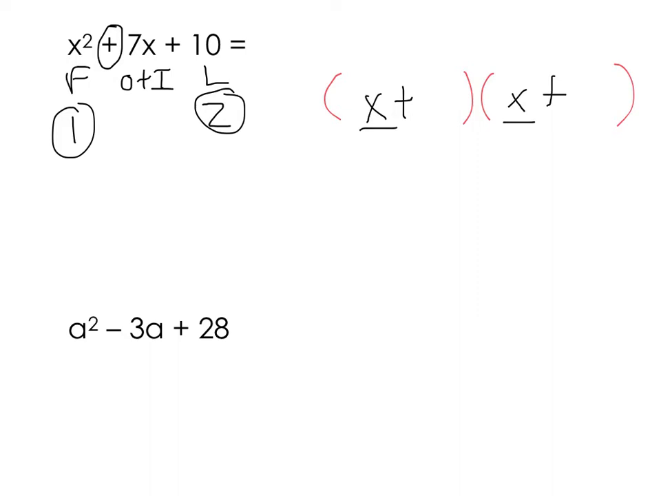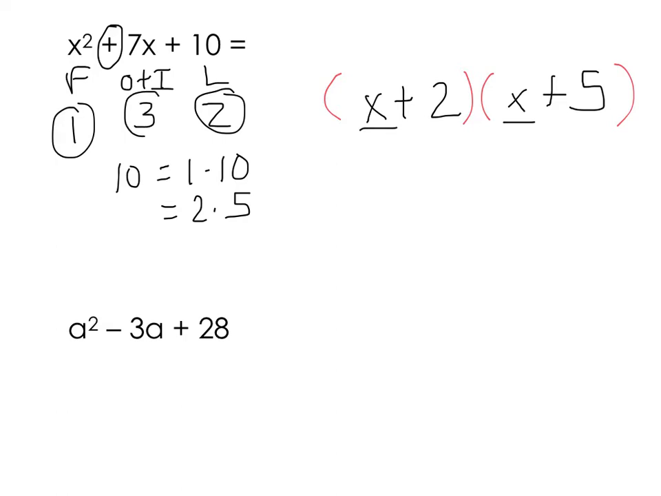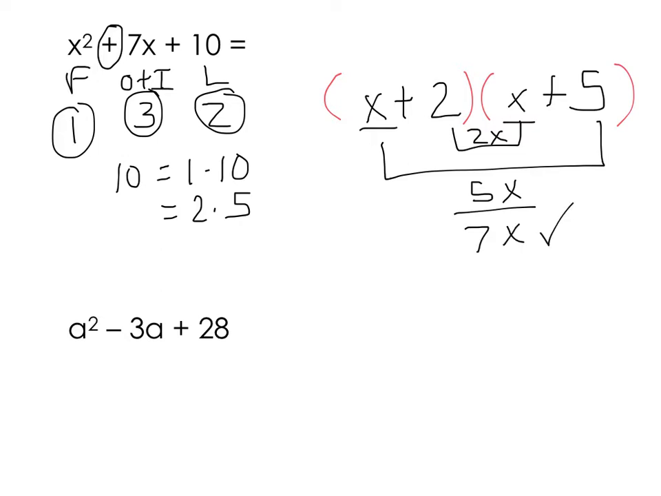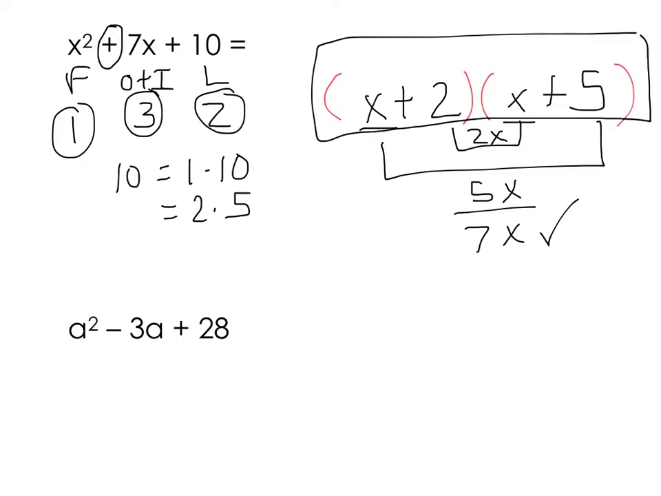So factor 10, let's think of the different ways you can factor 10. 1 times 10, 2 times 5. Which one will give us 7x? 2 and 5. So we figure out the first term, we did that. We figure out ways to factor the second term, and then we check ourselves by making sure that the outside and the inside add together to give us 7x. The inside is 2x, the outside is 5x. That's 7x, so it checks. And that's our answer. X plus 2 times x plus 5.